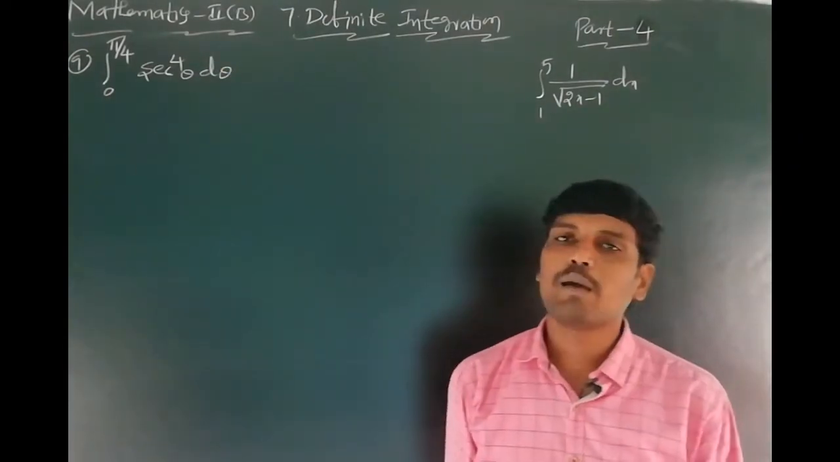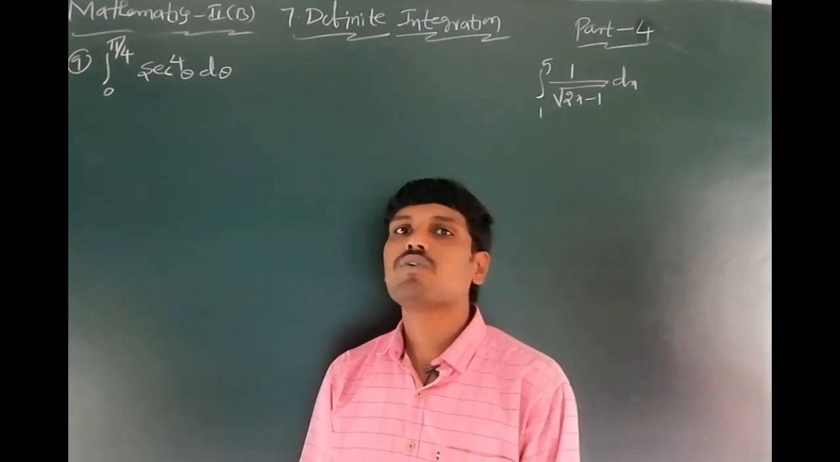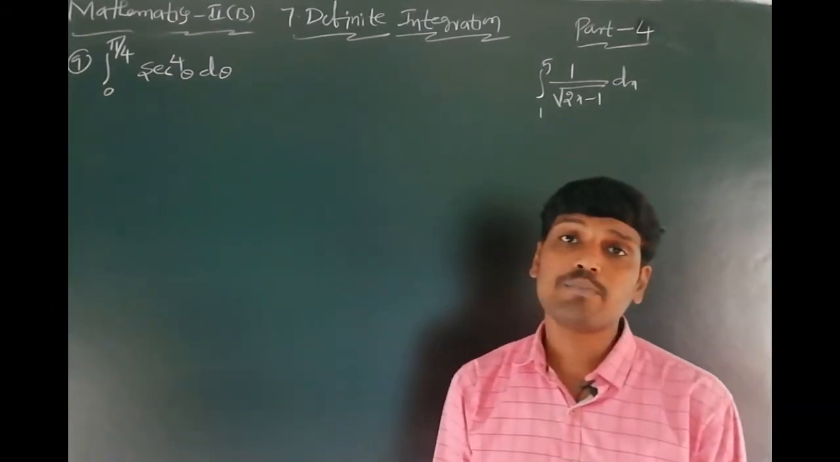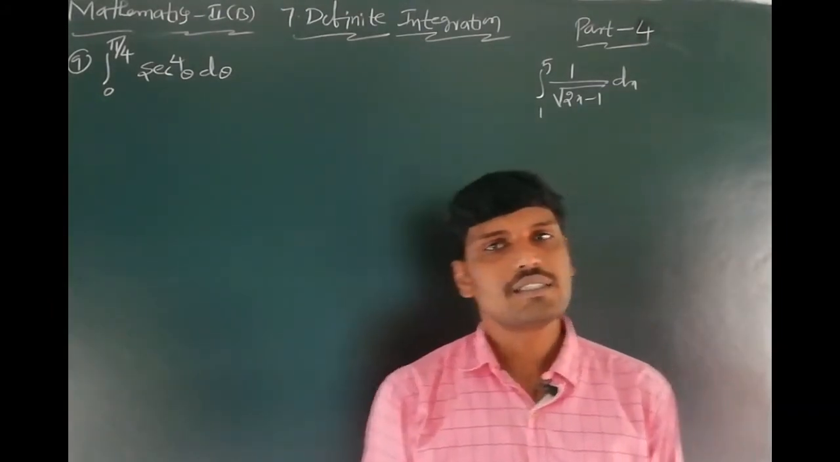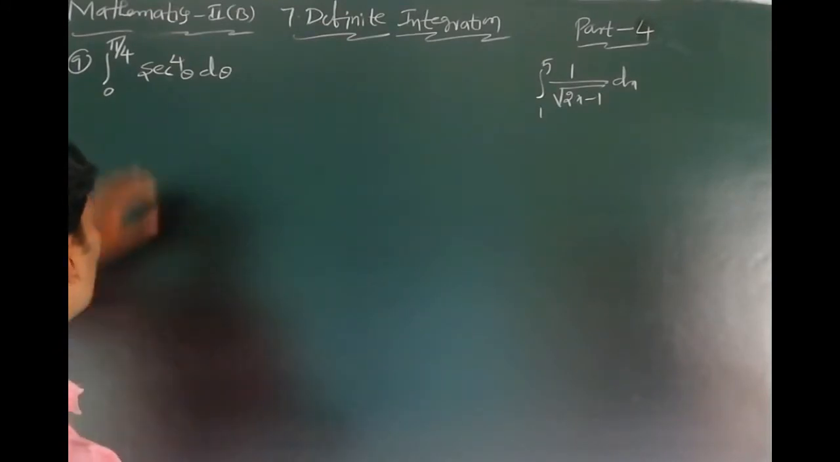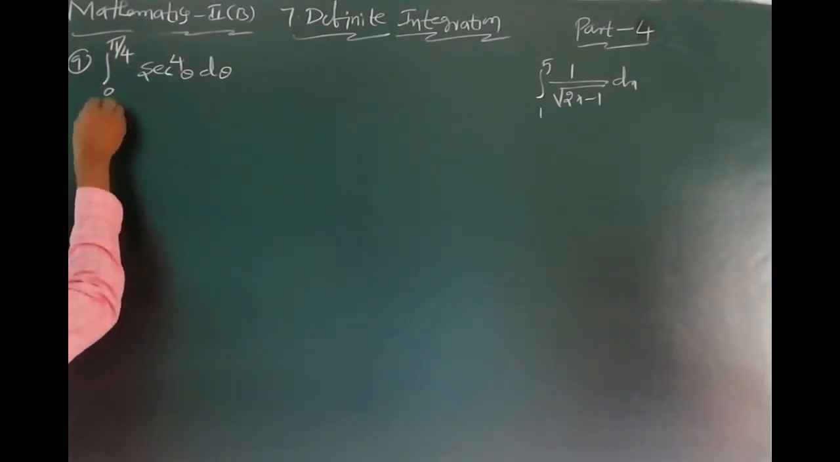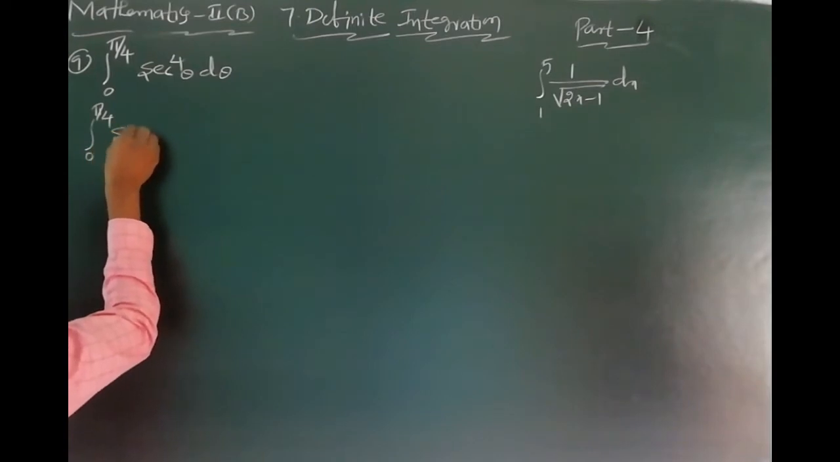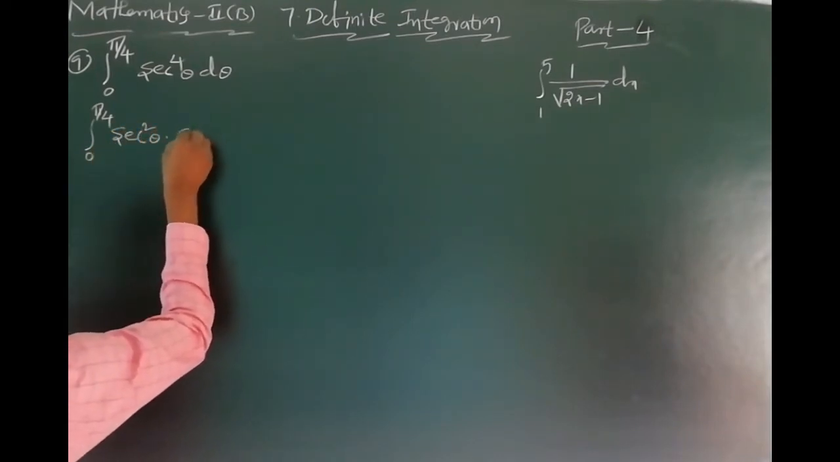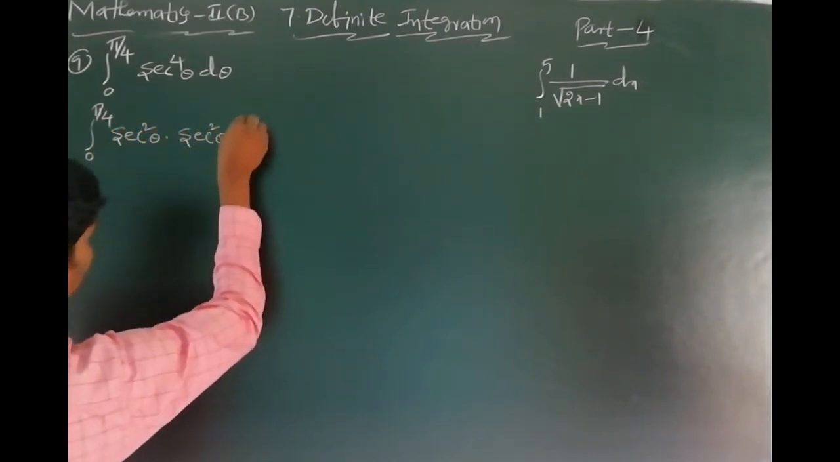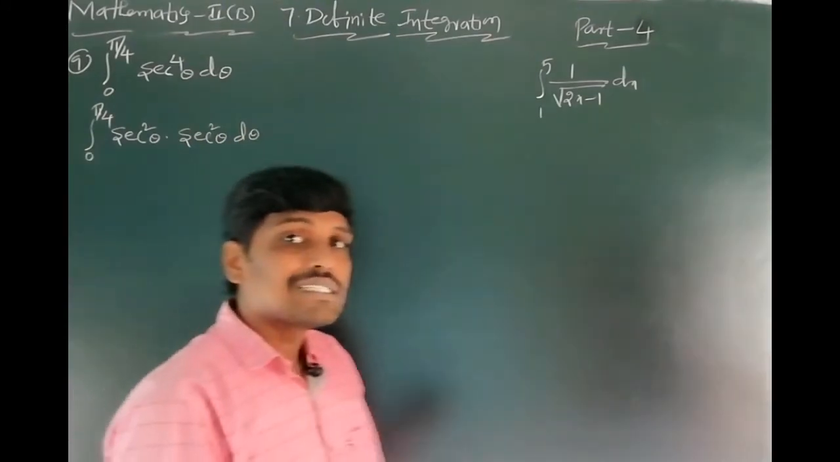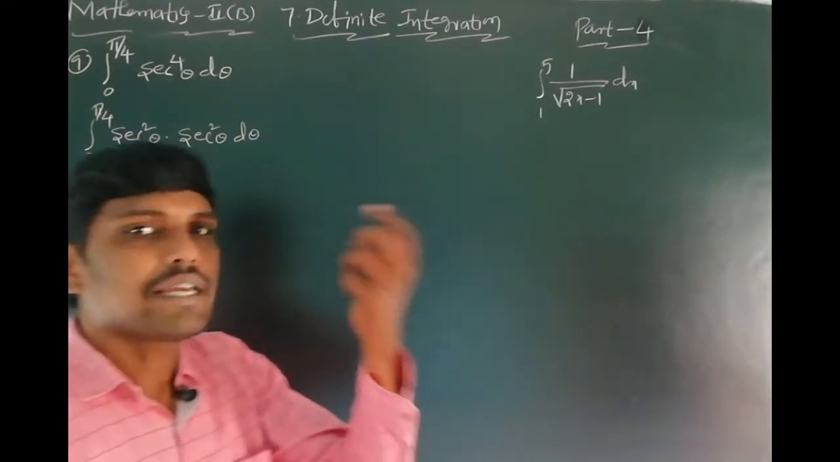Integral 0 to pi by 4 secant power 4 theta d theta. This is a problem. In this problem, you can write secant power 4 as nothing but secant square theta into secant square theta. Correct or not, students? Secant square into secant square, secant power 4.